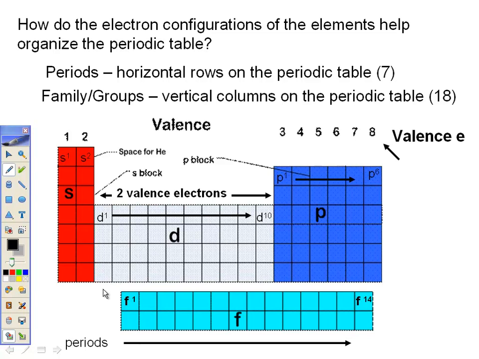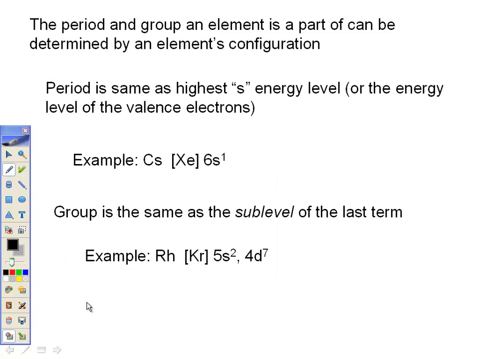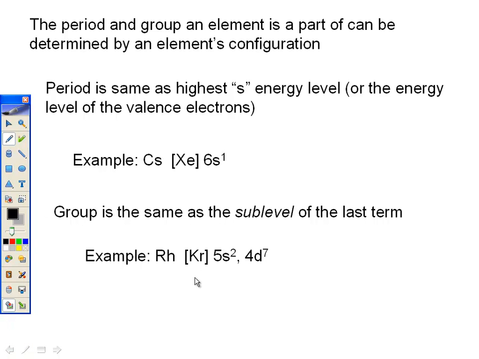Hopefully at this point that is a very familiar concept. Okay, this is where we get into the nitty-gritty of 4-6. What we need to know is to be able to find an element on the periodic table based on its electron configuration. So what we need to know is the period and group, so we can kind of play battleship with where an element is on the periodic table.